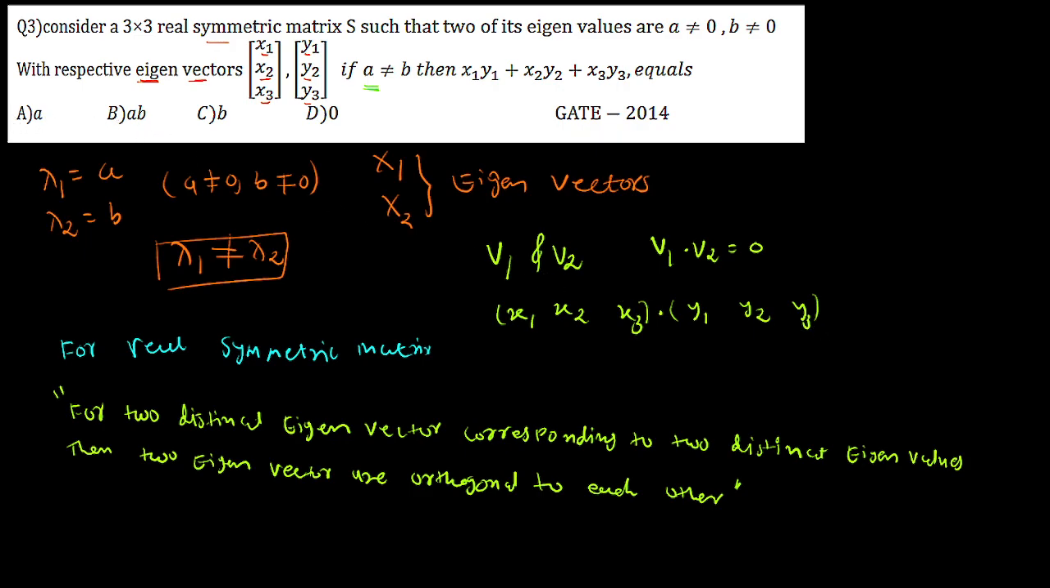Now let's take the dot product. So here x1 y1 plus x2 y2 plus x3 y3, and from the property we know that two eigenvectors corresponding to two distinct eigenvalues of any real symmetric matrix are orthogonal. Then we equate this dot product to 0, which is what they are asking in this form. So it's equal to 0. So option D contains the correct answer. Now let's move to question number 4.